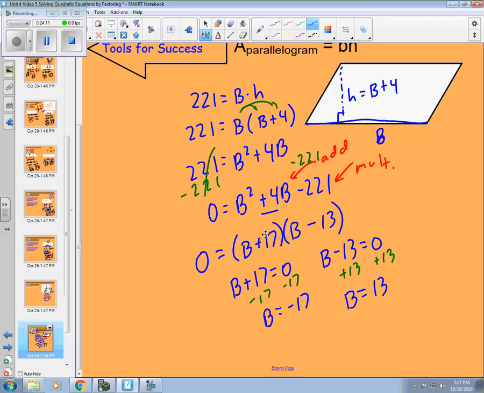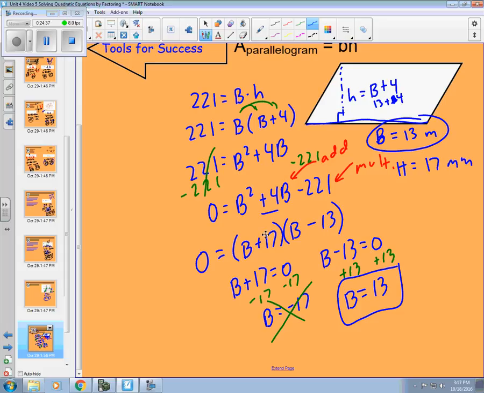Which of them is the base? 13 is. Why not negative 17? We can't have a negative length. So our base length is 13, and I think it was in millimeters. So that was one answer. And then if we take and add 13 plus 4, we get 17 millimeters for the height. So that would be the length of the base and height in this one.